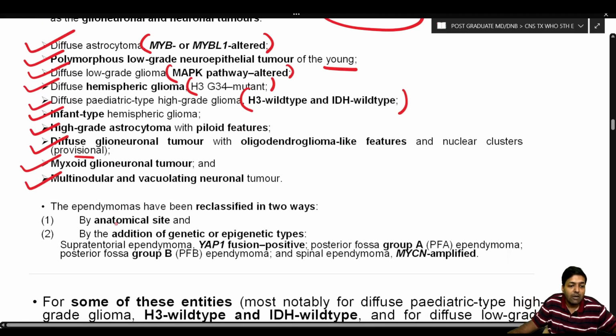Now, the ependymomas have been classified in two ways, as we have already seen: on the basis of anatomical site and by the addition of genetic and epigenetic types. For example, supratentorial ependymoma YAP1 positive tumors, posterior fossa group A ependymoma, posterior fossa group B ependymoma, spinal ependymoma MYCN amplified.